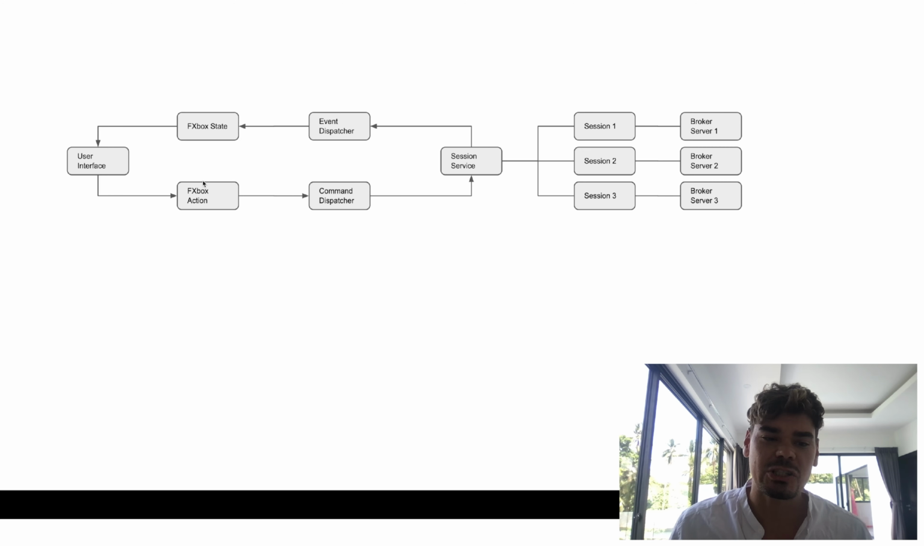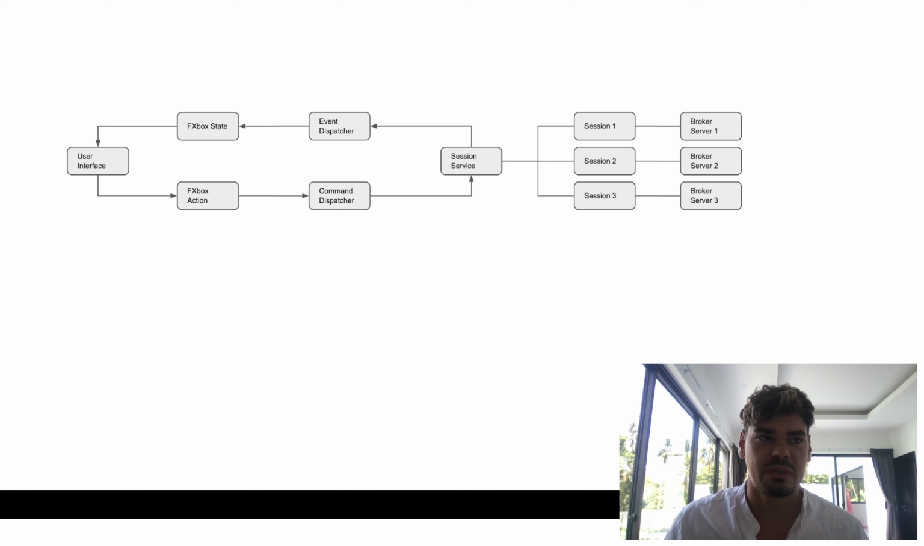And FXbox action is just a module to handle the user events. So if you click on a button, it goes through the FXbox action module. Event dispatcher and command dispatcher are something like a trafficker. I don't know if you're familiar with this service, but basically it's a middleman that takes the events, segregates them by type, and invokes the handlers responsible for doing the action for the events. So anyway, let's move forward.